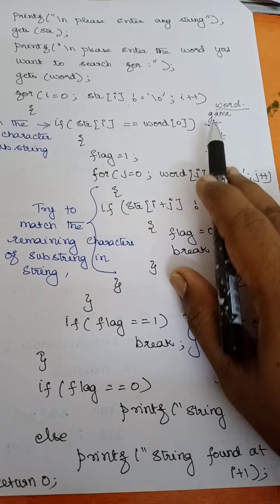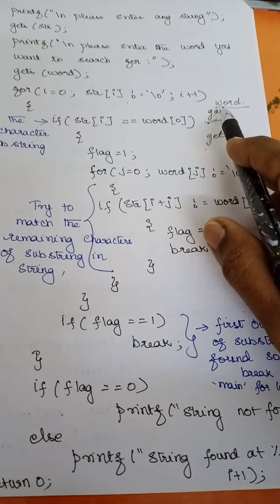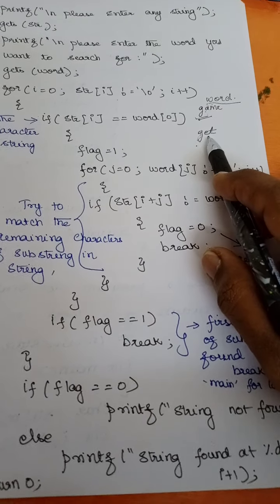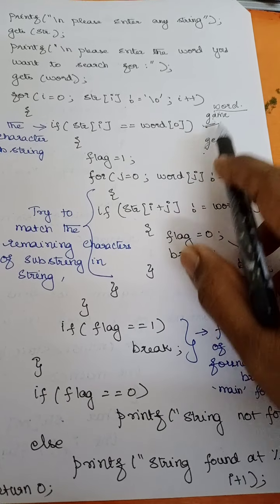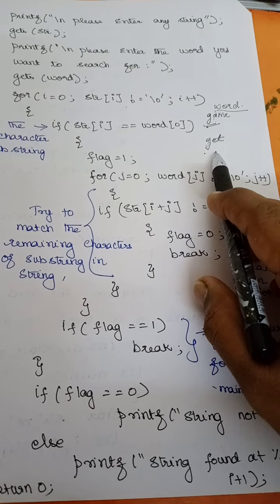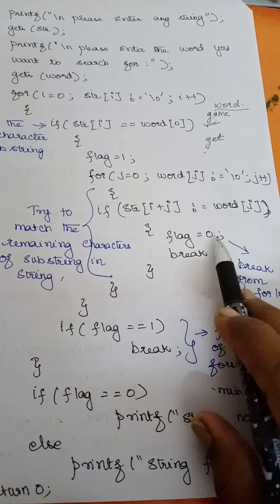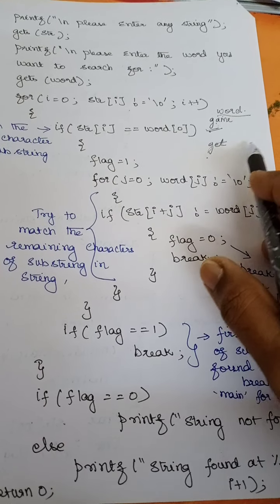For example, the first character I have checked, so once again I am checking the first character, and the next character when you check, here A, here E. Now what happens? It is not matching here. That means it is not the substring we are looking for. So once it is not equal, I am making my flag equal to 0 and I am breaking this for loop, because again I need not check here.